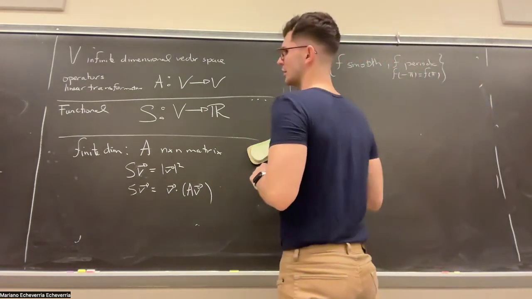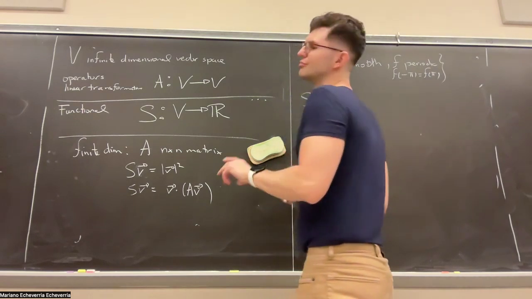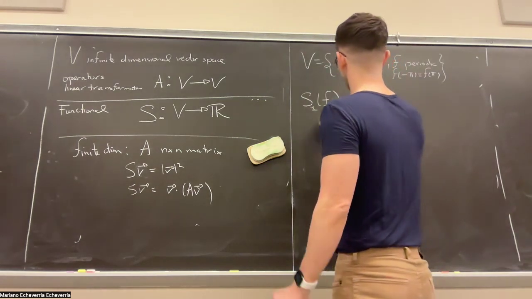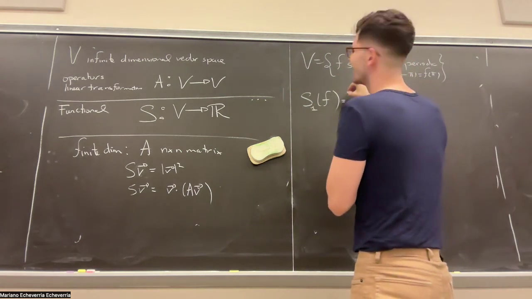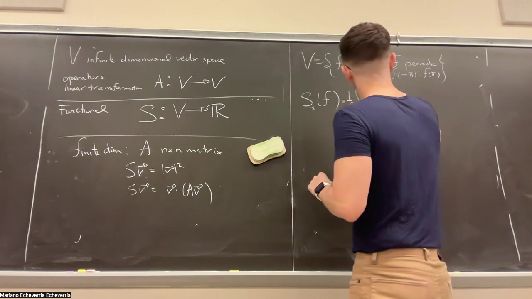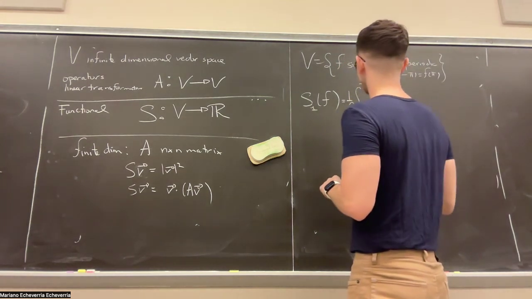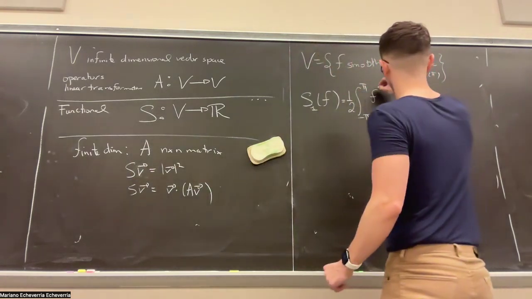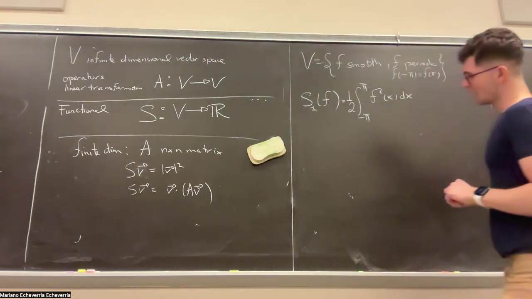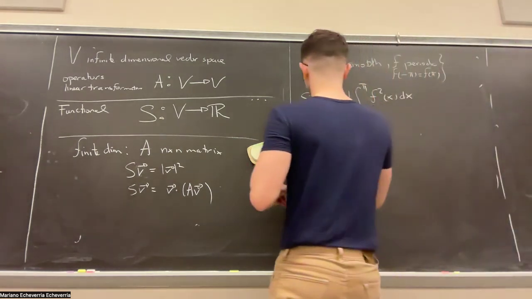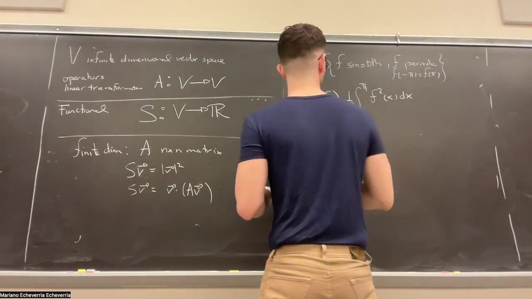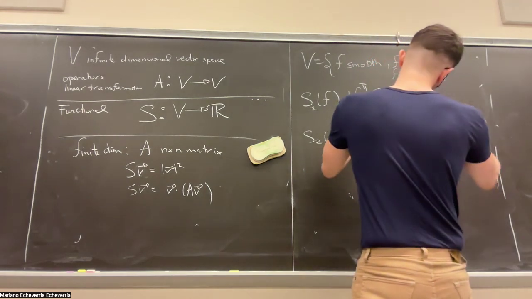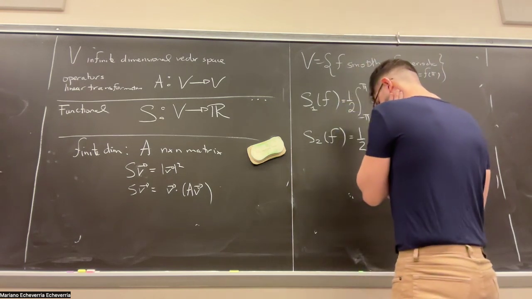One way to create a number would just be, the 1/2 is convenient, to integrate, similar to the norm squared case, the square of the function. And another example would be, instead of integrating the square of the function, you can integrate the square of the first derivative.